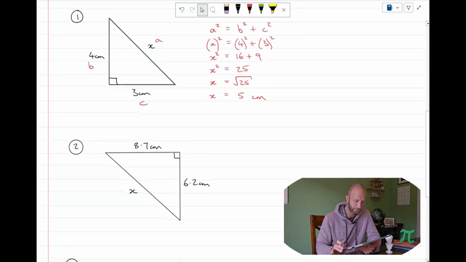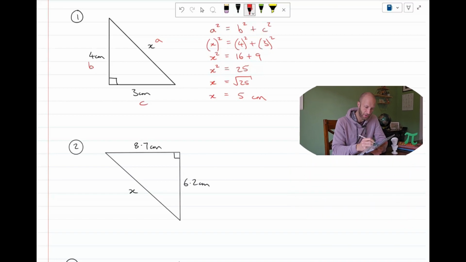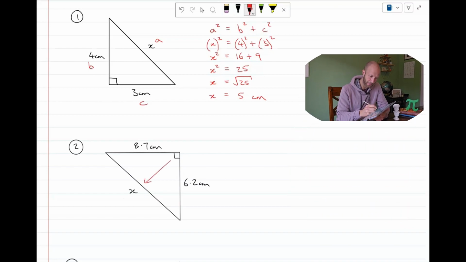Let's have a look at 2. So same principle. The first thing to check is, is it a right angle triangle? We're finding lengths as well. Pythagoras always finds lengths, nothing else. Opposite the right angle is the hypotenuse. We want to make sure that's our A. B and C, doesn't matter which way around they are. And then we're ready to start the question and get everything into our equation.